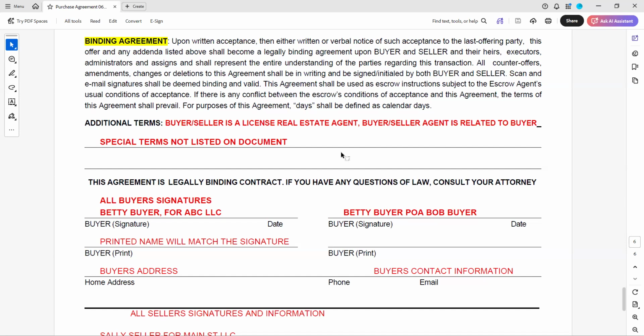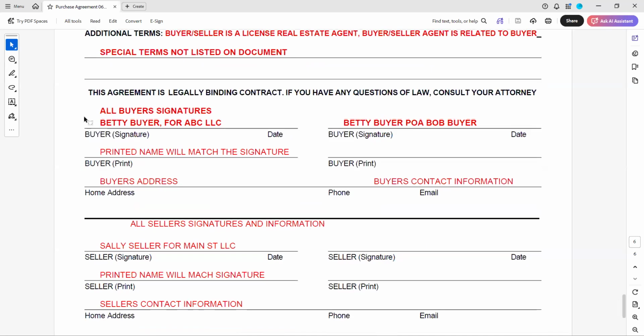There might be other special terms that you need to include for whatever reason, and those could also be listed here. When you get to the signature section, when you're representing the client, you want to make sure that all of their signatures match their printed name. So if it's Betty Buyer and she's buying for an LLC, they're going to be signing Betty Buyer for ABC LLC, Betty Buyer CEO of ABC LLC, and so on. The printed name will also match the signature.